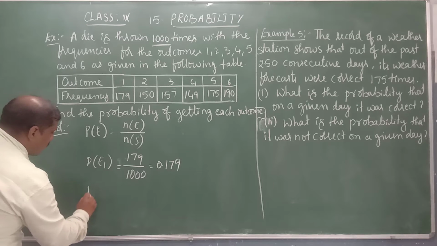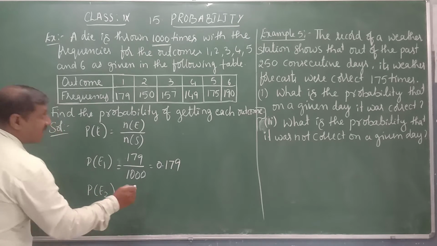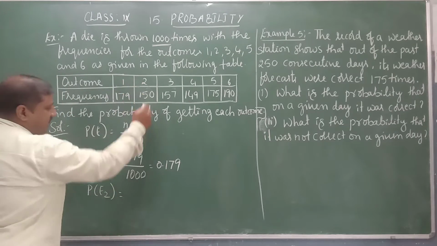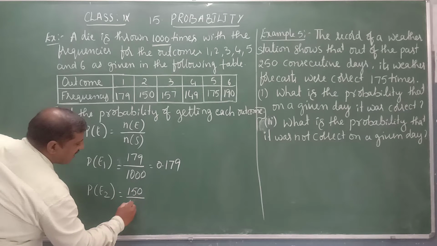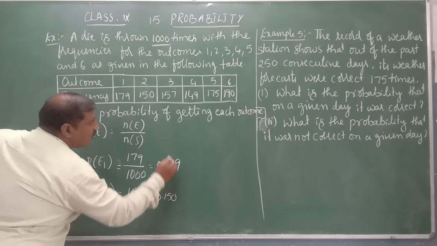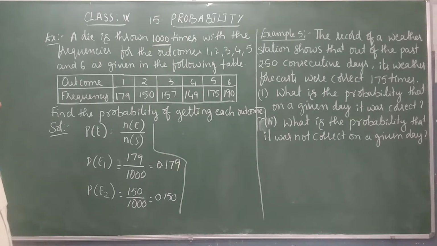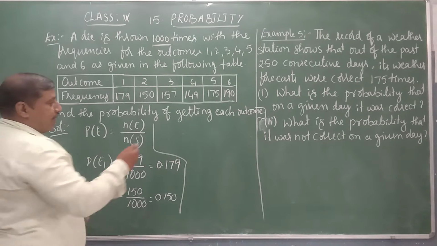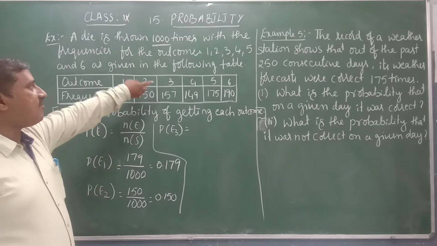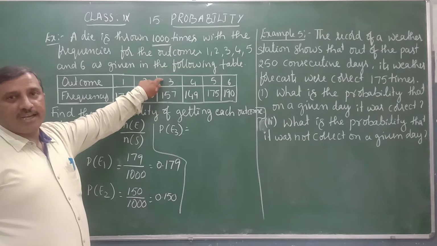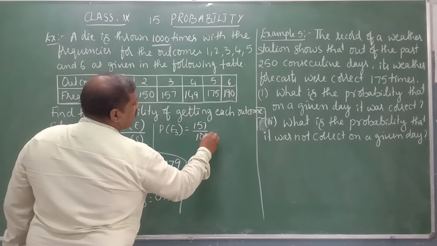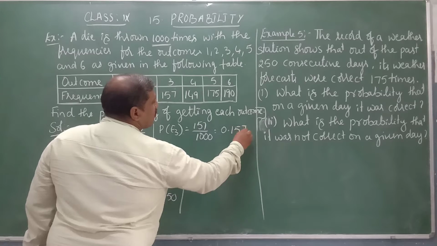Now P(E2). E2 means getting number 2. How many favorable outcomes are there for 2? It is 150. Now it is 150 divided by 1000. So its value is 0.150. Next, E3, that is getting 3. P(E3) is the number of favorable outcomes of getting number 3, which is 157, divided by 1000, which equals 0.157.